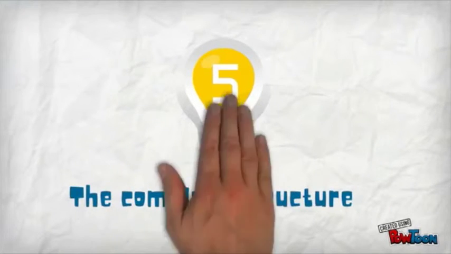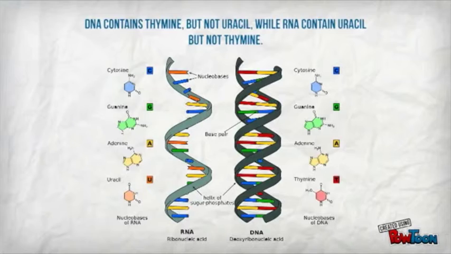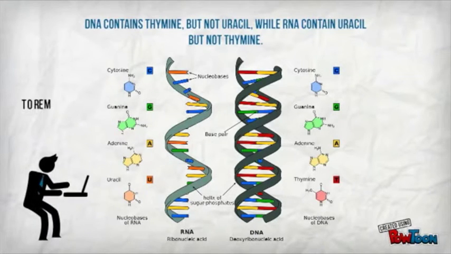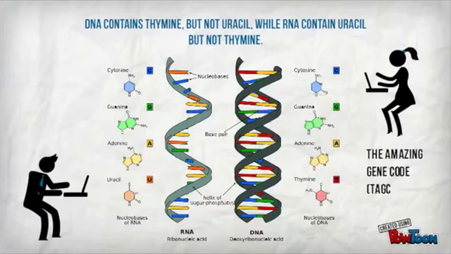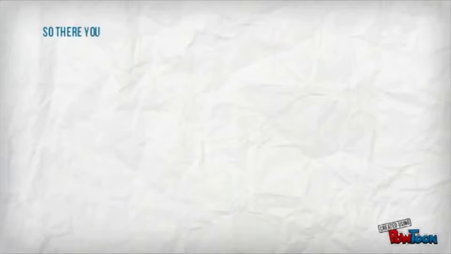The complete structure. DNA contains thymine but not uracil, while RNA contains uracil but not thymine. To remember the monomers of DNA, the amazing gene code: TAGC.